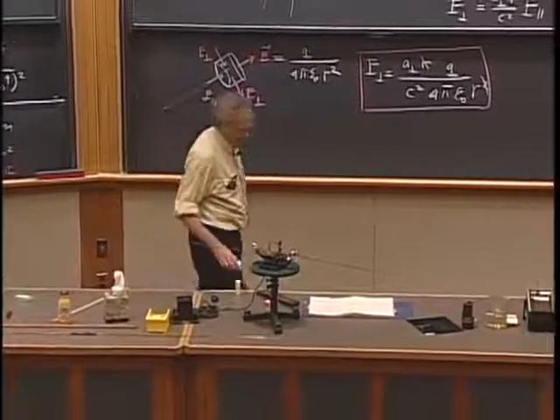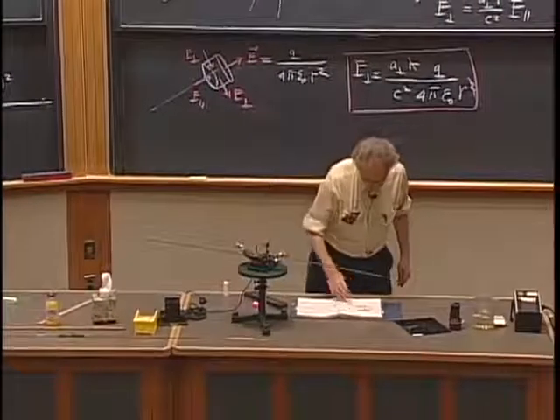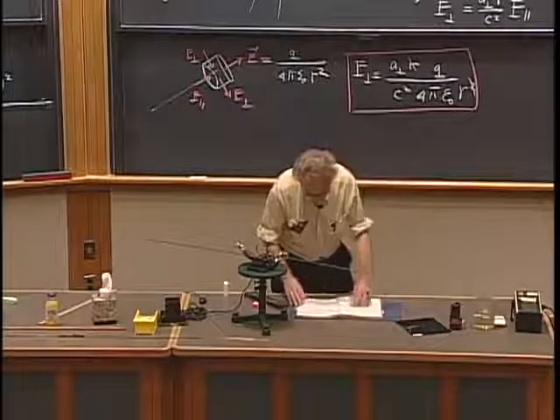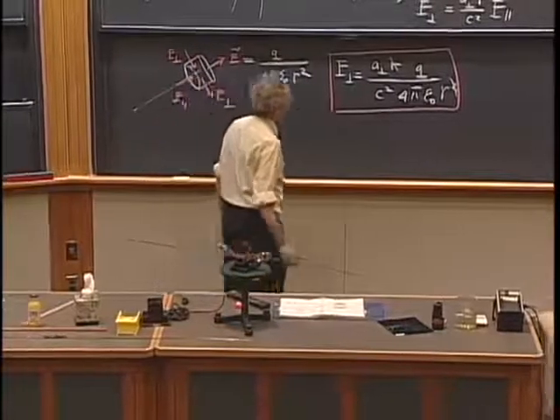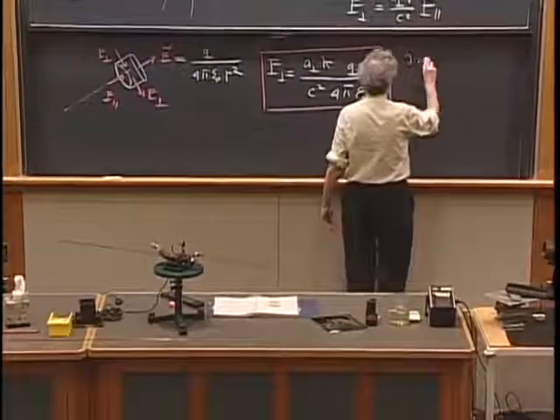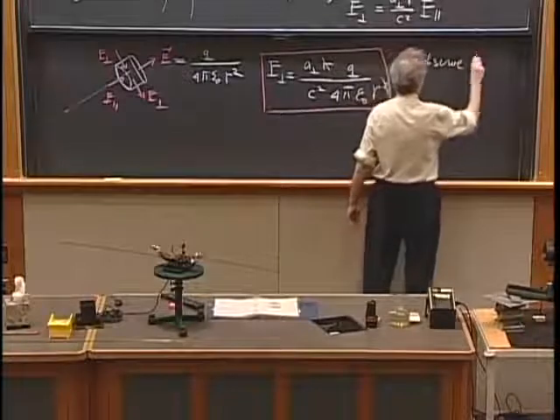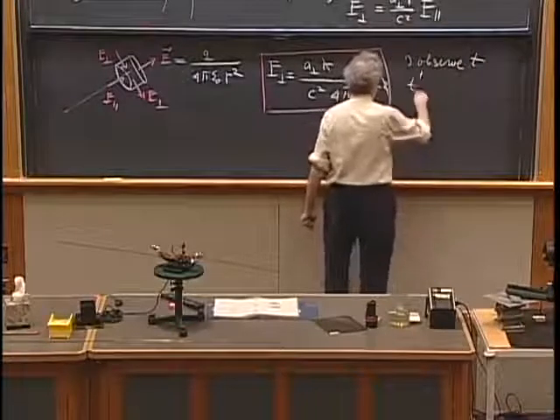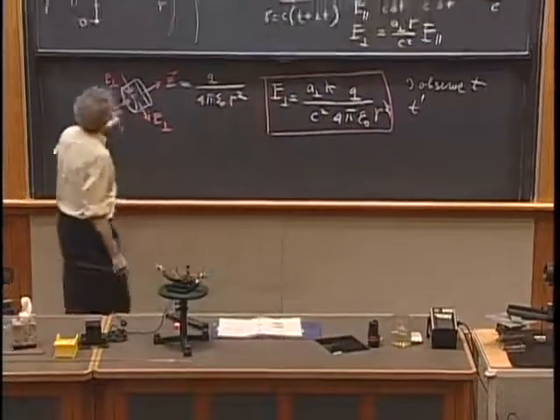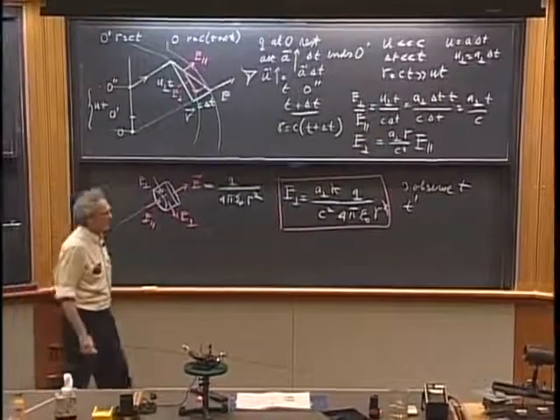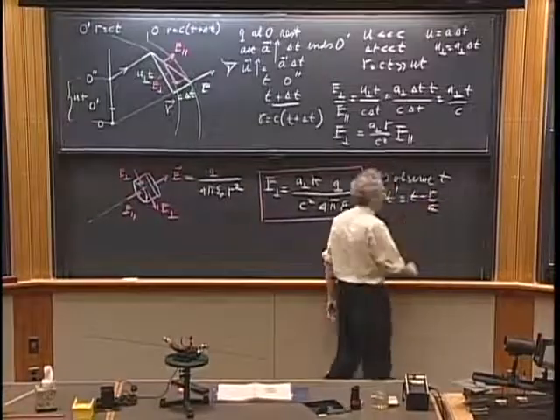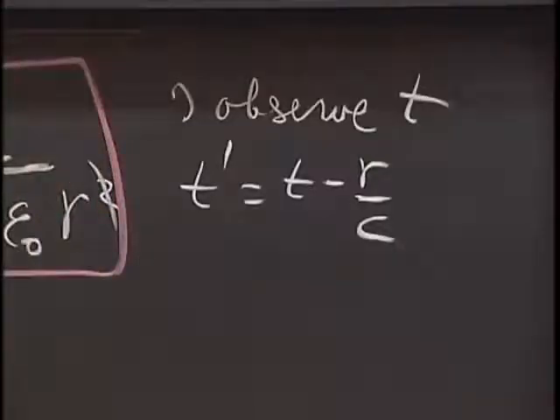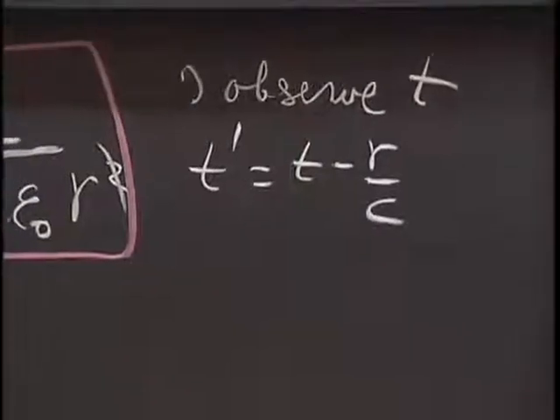Now, before I write down the final form, we also have to take into account the fact that there is a time delay. If I observe, so I am an observer at time t, the acceleration took place at an earlier time because the radiation has to reach me. And so t prime is then t minus r divided by c. So there is always a time delay. So that is the reason why we write down this equation differently.